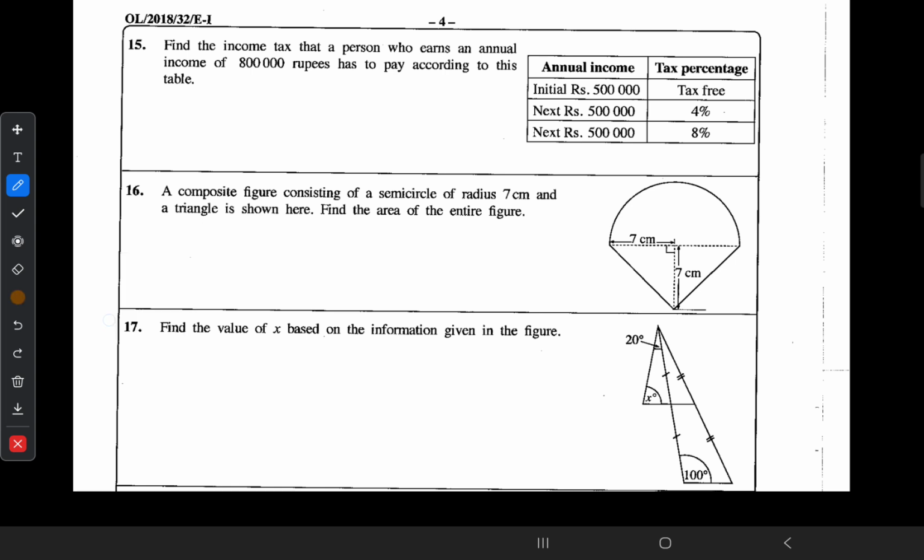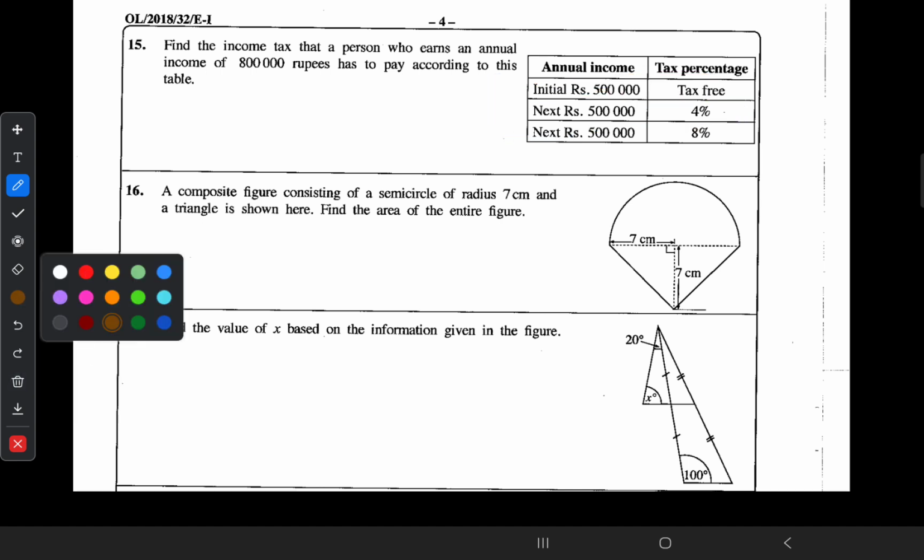15th question. Find the income tax that a person who earns an annual income of 800,000 rupees has to pay according to this table. So for the initial 500,000, tax free. The next 500,000, 4%.